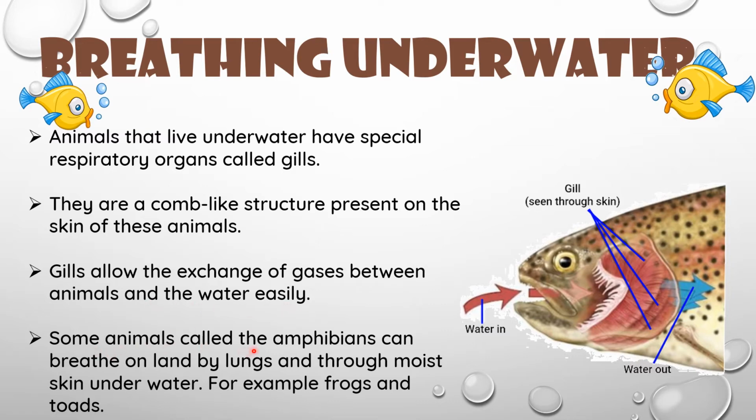Some animals are called amphibians. Amphibian means, for example, a frog, and amphibians live in water as well as on land. Amphibians can breathe on land by lungs, and through moist skin under water. For example, frogs and toads. Toads are also a kind of frog.